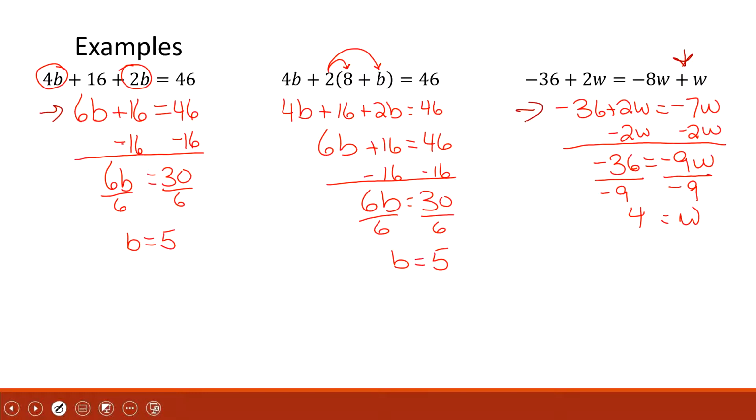Now again, we're going to undo our multiplication. We're going to divide both sides by negative 9. We're trying to get the variable by itself. That's our ultimate goal in everything we do in algebra, is get a variable by itself. So we divide by negative 9. We're left with w equals 4.